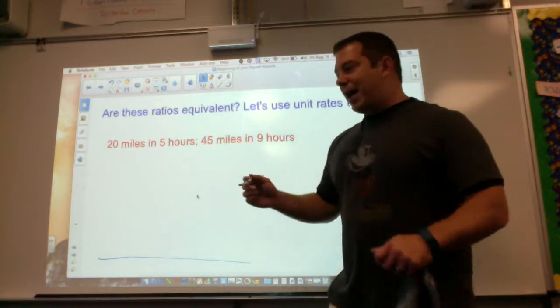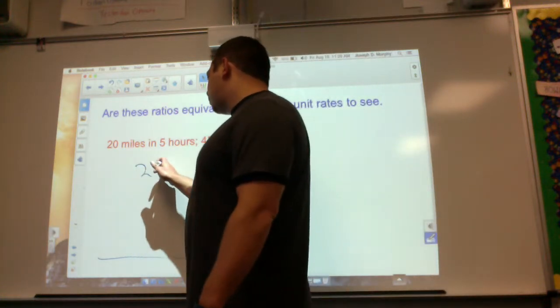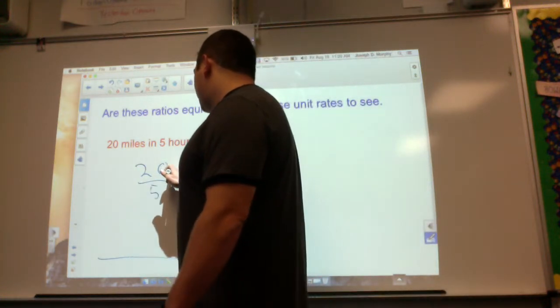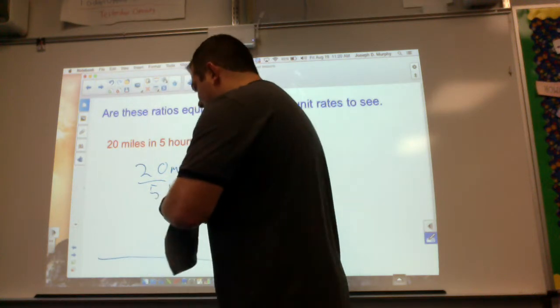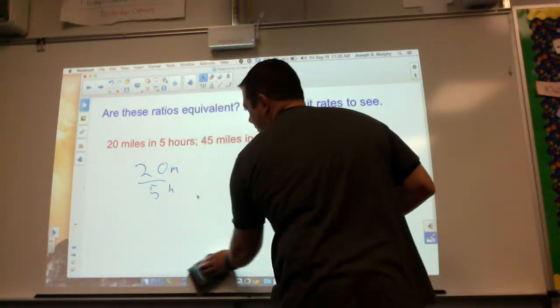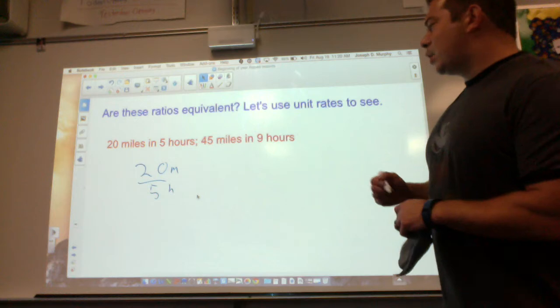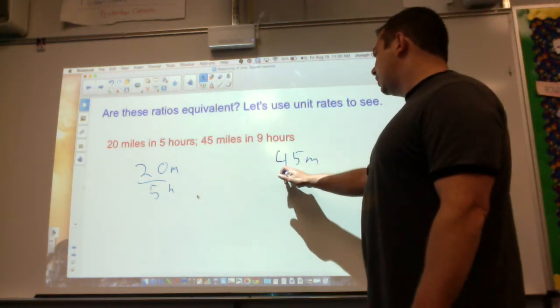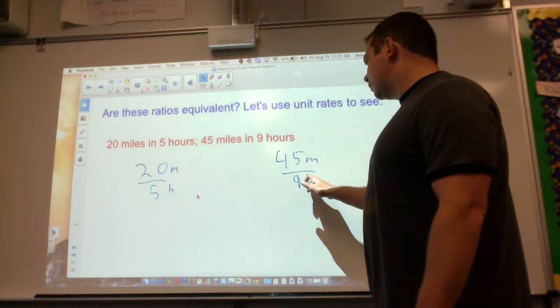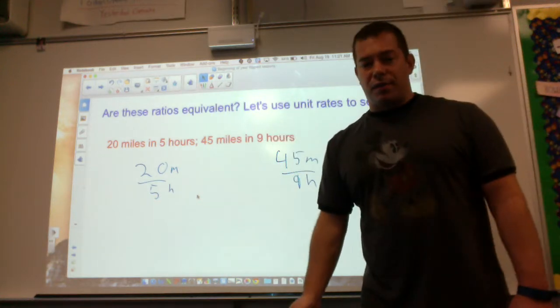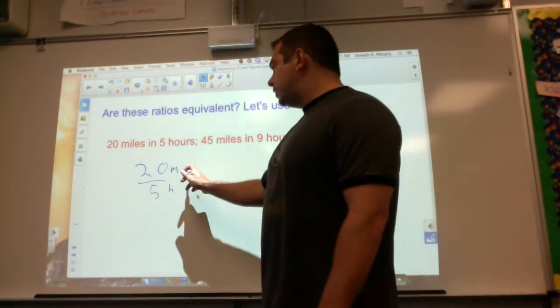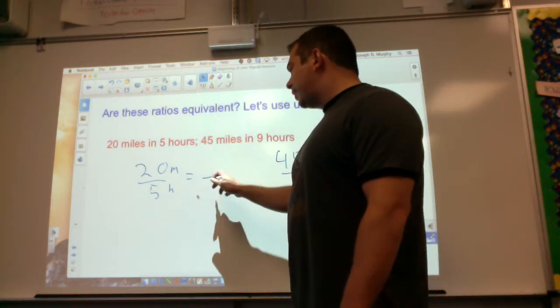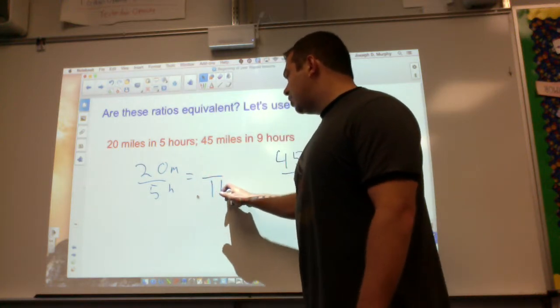20 miles in 5 hours. So let's set that up as 20 miles in 5 hours. I always have to label because it keeps me on track. Is that equivalent to 45 miles in 9 hours? Let's bring them both to their unit rates. Okay, 20 miles in 5 hours. I know that's got to be 1 on the bottom because I'm using unit rates.